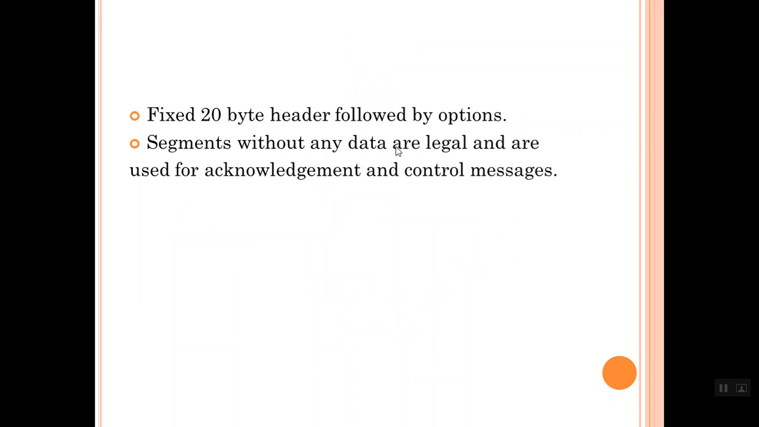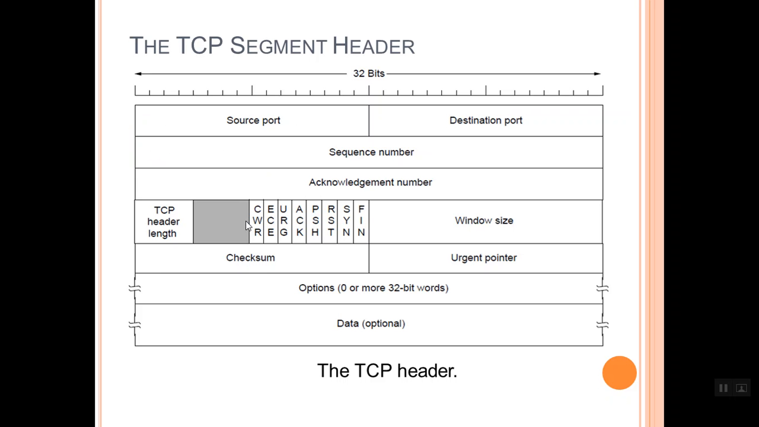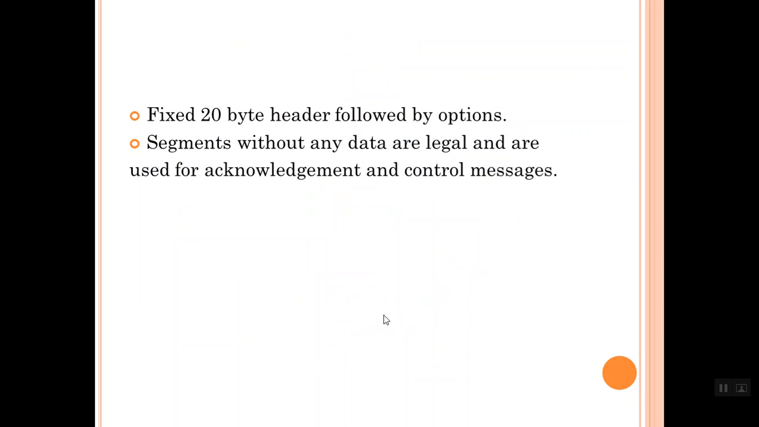Segments without any data are legal. A segment contains the header field, an options field, and a data field. This data field may or may not contain data. So segments without data are valid, and they can be used for acknowledgement and control messages.